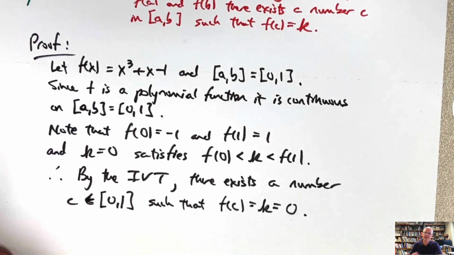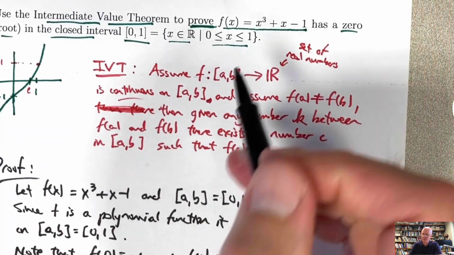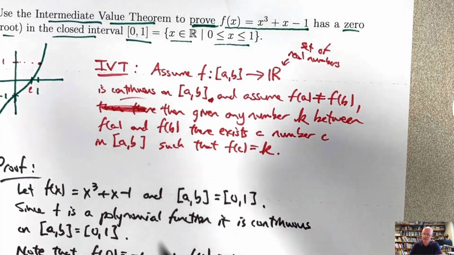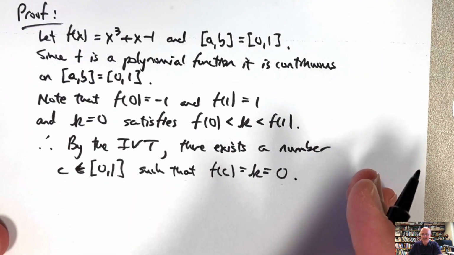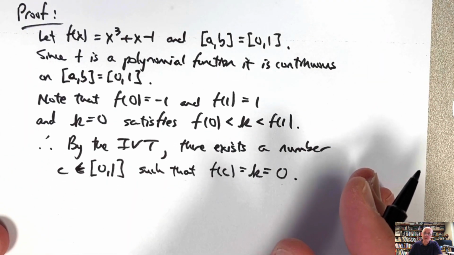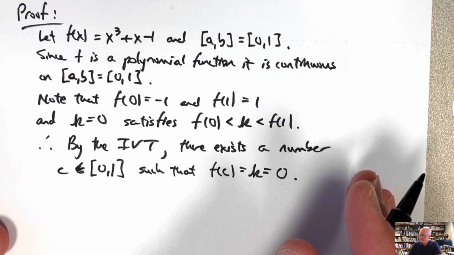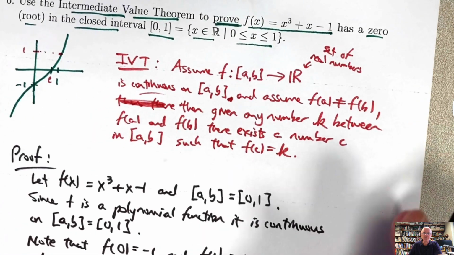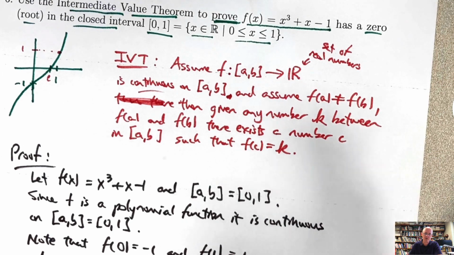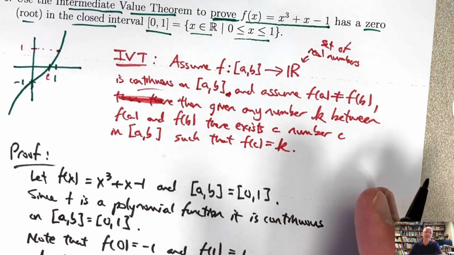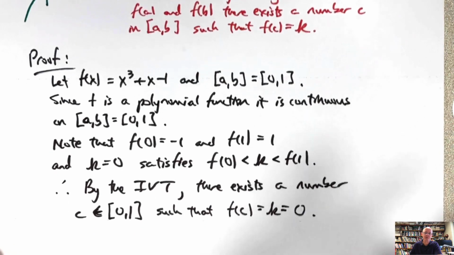We chose the k to be 0 because of the purpose of the problem. We're after a root or 0 of the function. I could have chosen some other k, but that's not the point of the problem. And that does it. That proves what we wanted to prove. That proves that this function has a 0, also called a root. You could also call it an x-intercept in this closed interval from 0 to 1. That is the end of the proof.